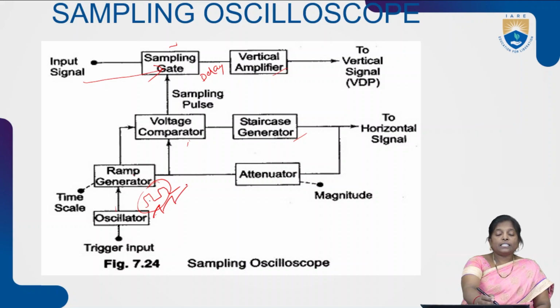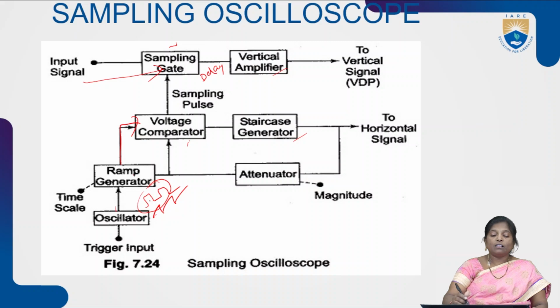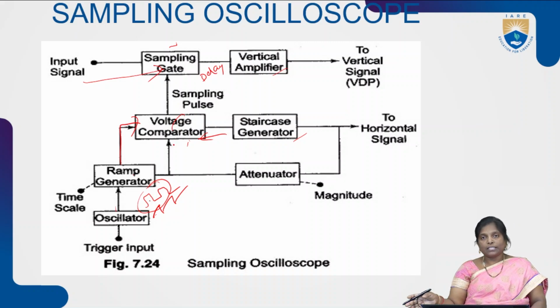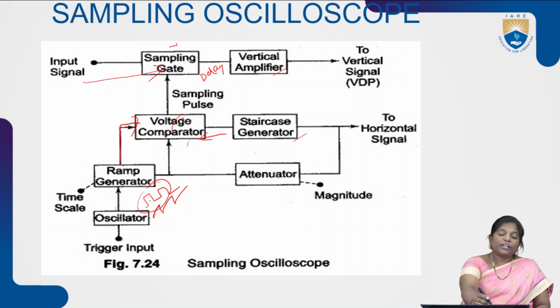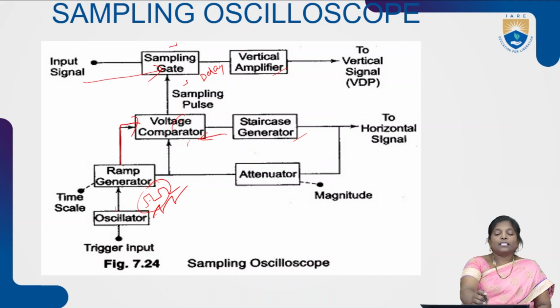So this sawtooth waveform is given as one of the inputs to the voltage comparator, and the other input to this voltage comparator is the output coming from the staircase generator. This voltage comparator will compare these two signals. When both the amplitudes are the same, the voltage comparator sends a sampling pulse. According to that sampling pulse, the gate is opened and the sampled signal is given to the vertical amplifier.